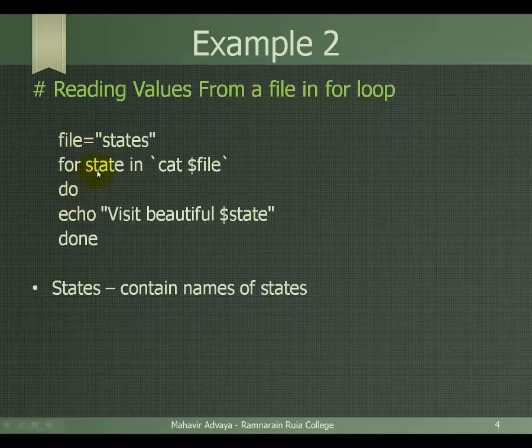So as long as this file has the names of the states, the loop will continue and go on displaying the state names, like visit beautiful and the state name. This will continue till there are state names specified in the file. So cat $5 will read the contents of the file and take it as a value for iteration. This is how we use the for loop.